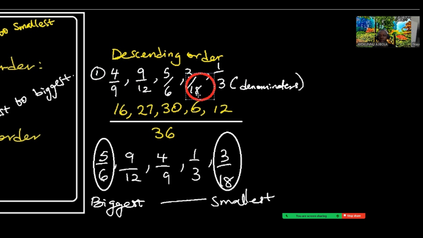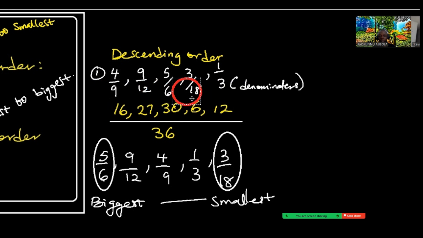We wanted to arrange all of these numbers from biggest to smallest, but we don't know which one. So we needed a common denominator. How can we get that? We'll look for the biggest number. What's the biggest among the denominators? 18. So did we use 18 here? Is this 18? No. So why didn't we use 18?